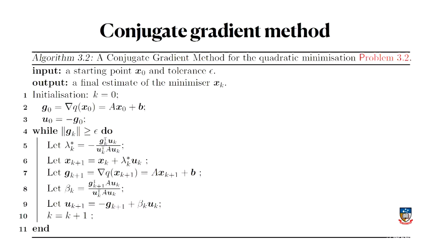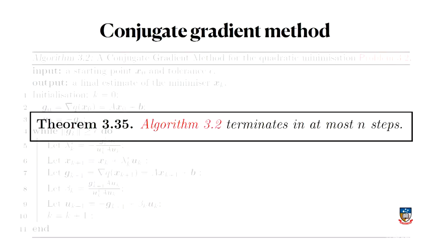So that's the algorithm. Again, it is similar in form to a general gradient descent method, but the big thing about it that we're going to prove is this. So this algorithm terminates in at most n steps. So if I have an n-dimensional quadratic function, it will only take n steps, and then it will stop because it will have found the minimum and I'll be done. That's an incredibly powerful thing to be able to prove.